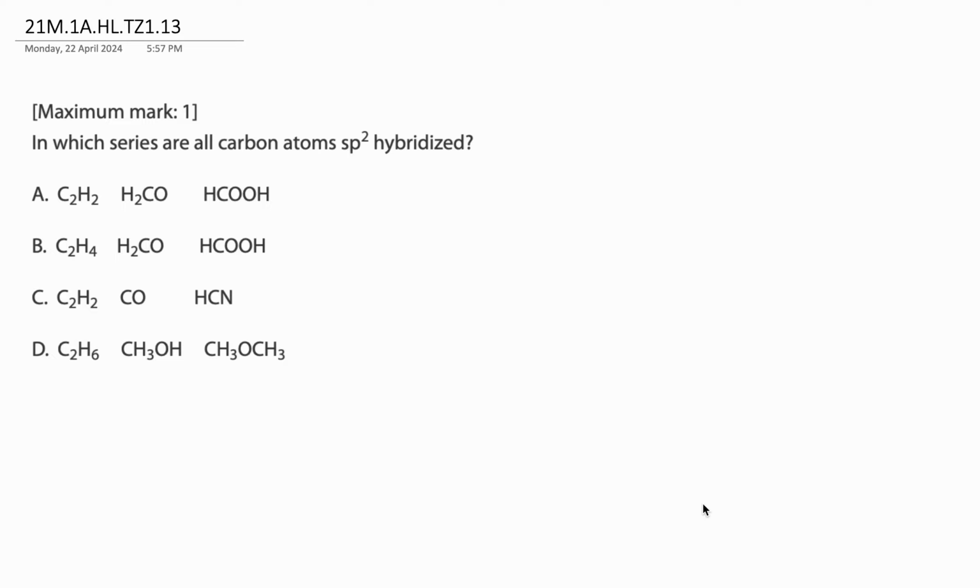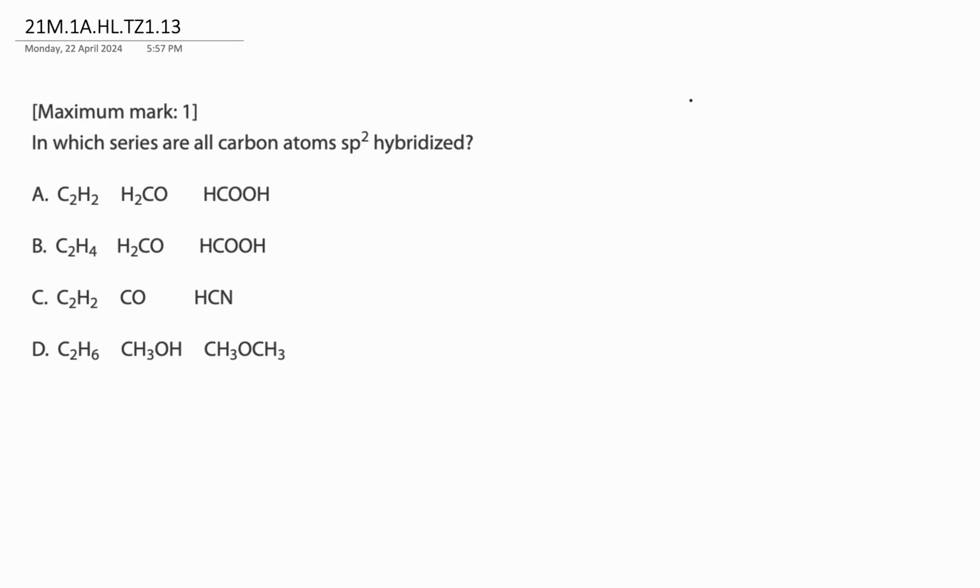Today we're going to be solving a problem from the May 2021 IB chemistry examinations. This is a paper 1A HL question worth 1 mark. Let's get started. In which series are all carbon atoms sp2 hybridized?